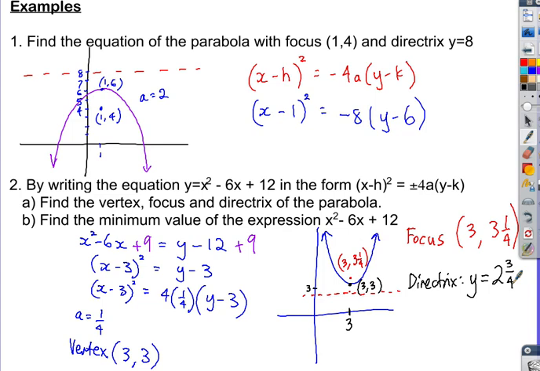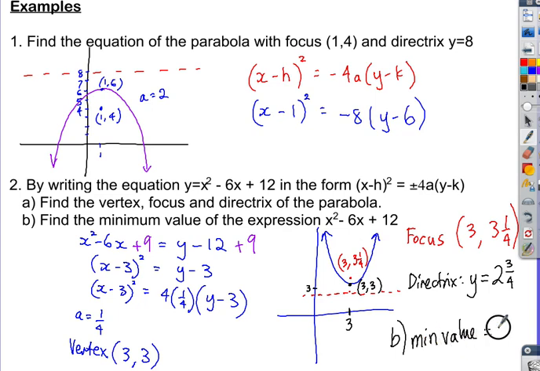Okay, then part B says find the minimum value of the expression. So x squared minus 6x plus 12, that's that equation there. What's the minimum value there? Where the turning point is. What's the y coordinate of the turning point? 3. Yeah. So what's just the minimum value? It's asking for the y value.